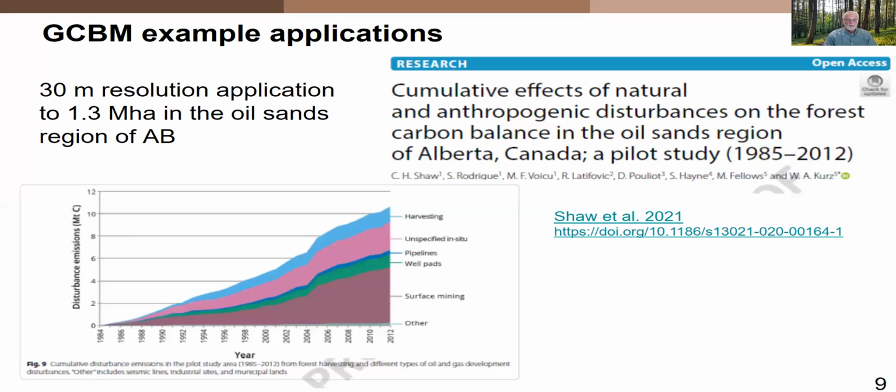So first, an example in the oil sands region, where we applied the model to some 1.3 million hectares in Alberta, looking at the cumulative effects of natural and anthropogenic disturbances on the forest carbon balance over the period 1985 to 2012. This is work that was led by Cindy Shaw and was done collaboratively with various colleagues. And in the diagram on the left, you can just see the disturbance emissions directly related to the various land use activities and land use change activities.